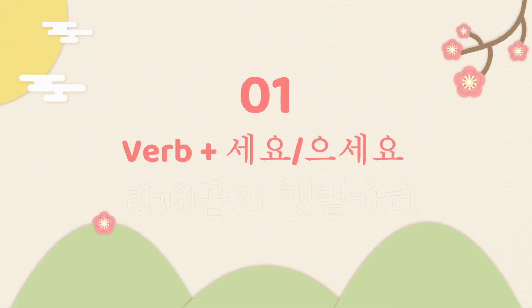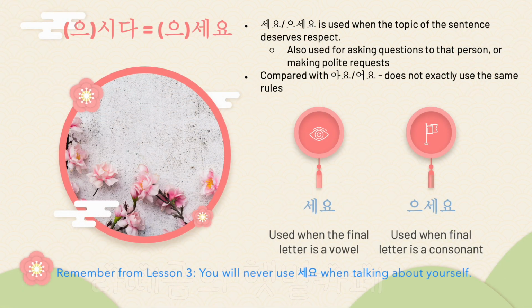Alright, our first section is going to be verbs plus 세요 or 으세요. We use 세요 when the topic of the sentence deserves respect. 세요 is also used for asking questions or making requests to the person that deserves our respect. So this could be teachers, professors, elderly people, anyone of higher status than you. And it has slightly different rules from the 아요, 어요 form. 세요 is used when the final letter is a vowel, and 으세요 is used when the final letter is a consonant.